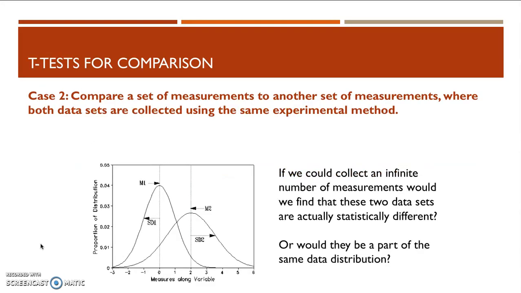So if we could collect an infinite number of measurements, would we find that these 2 data sets, maybe these are your measurements and these are your neighbor's measurements, are actually statistically different, or would they be a part of the same distribution? Because it looks like they overlap significantly, and so maybe you just happened to measure some of the lower points in that distribution and your neighbor happened to measure some of the higher points. So this is the question. Are they the same or are they not the same?